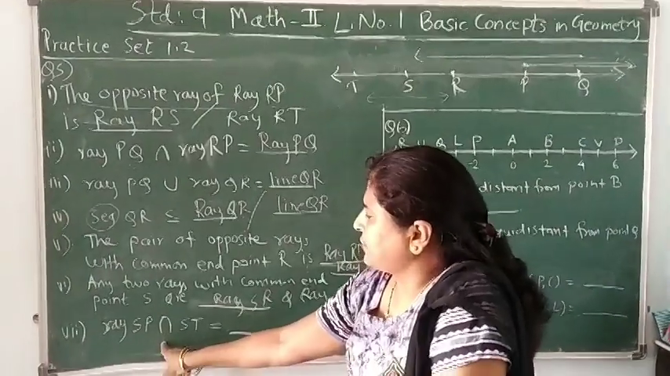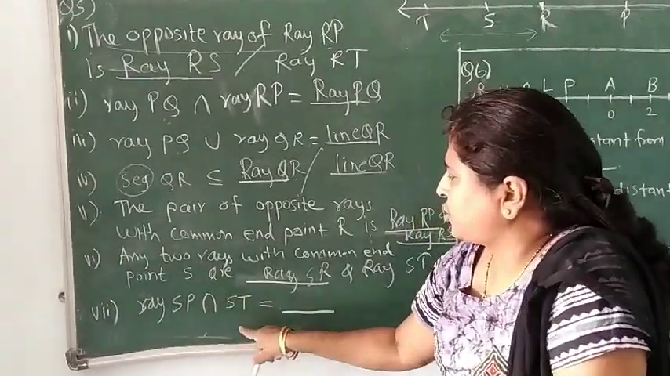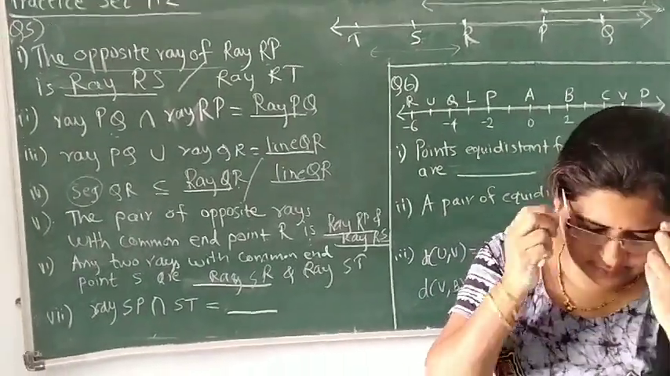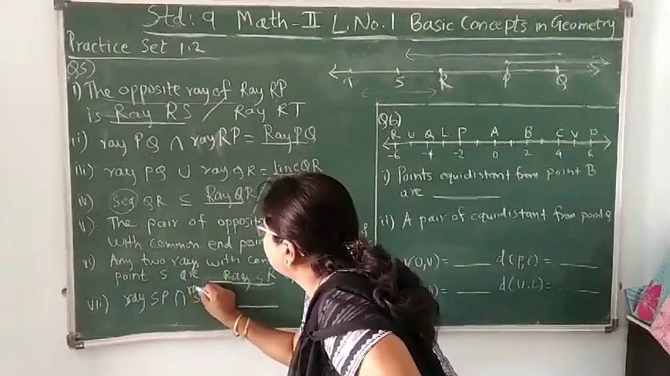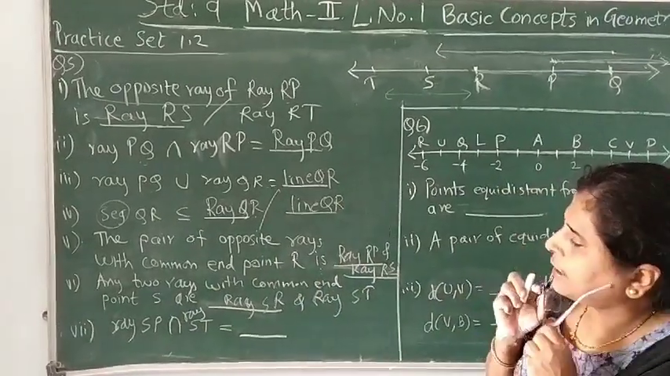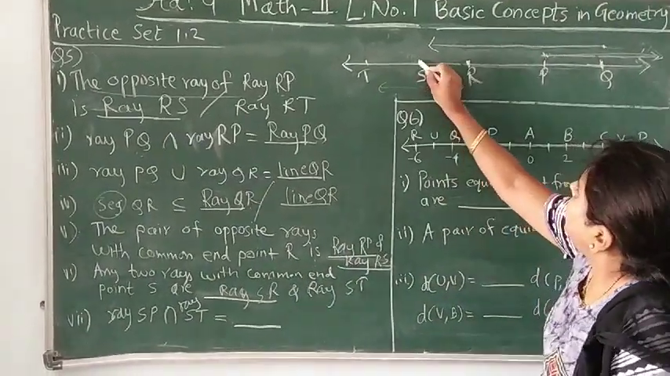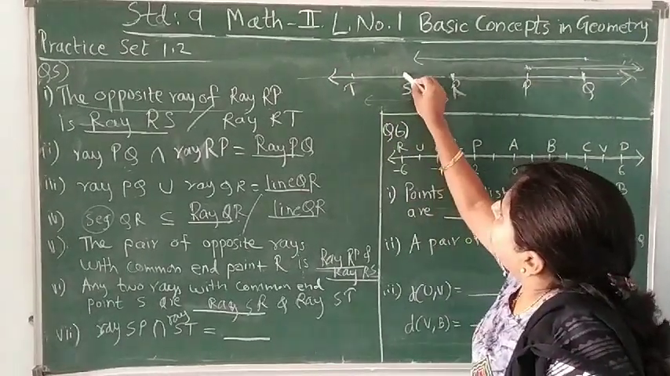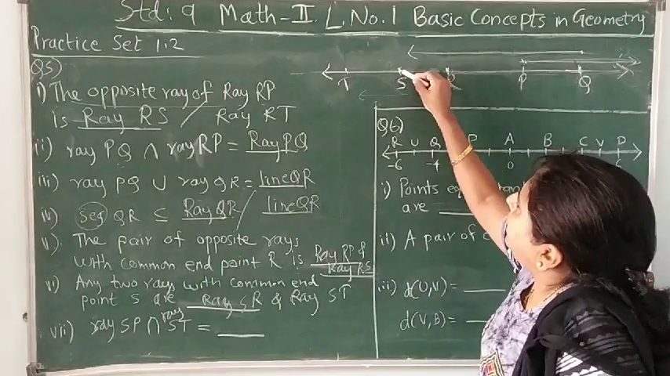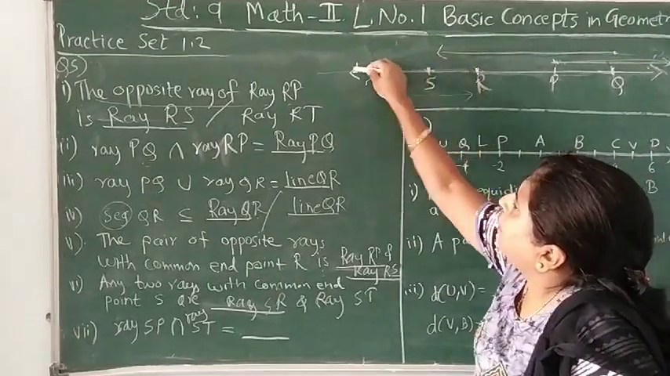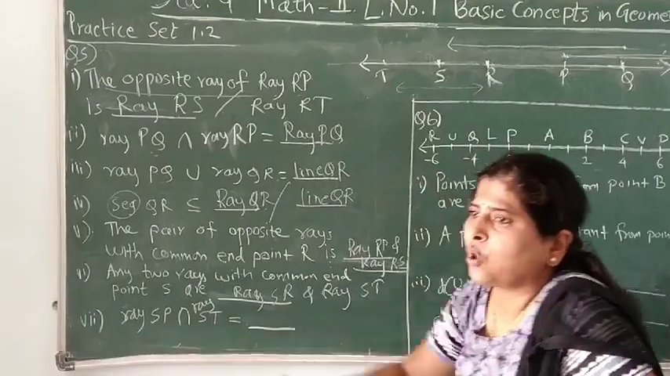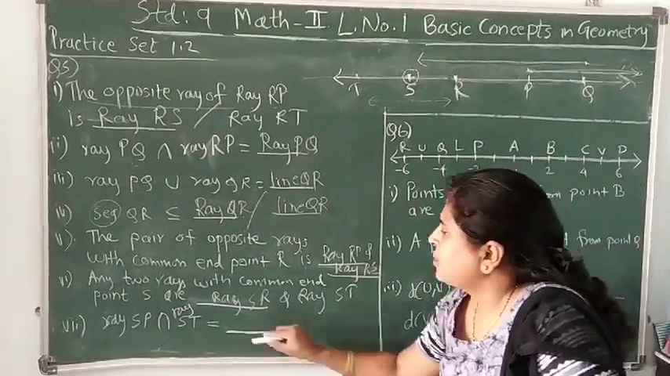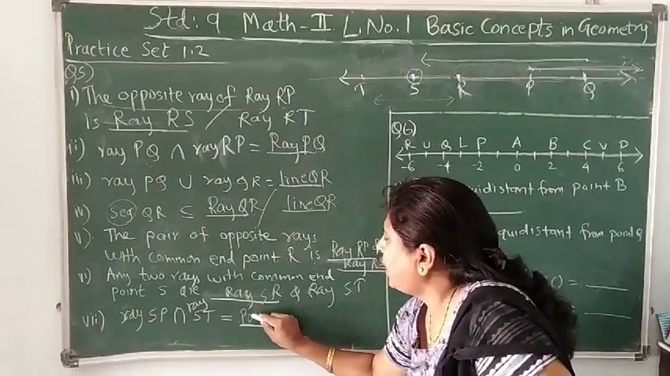Now the last question on this figure, ray SP intersection ST. Okay, this is ray SP. Where is ray SP? SP going toward this and ray ST. So one ray starting with S and going towards right and the another ray starting with S only going towards left. And what is the intersection? Means common point. So S is the only point which is common in them. So their intersection is going to be point S.